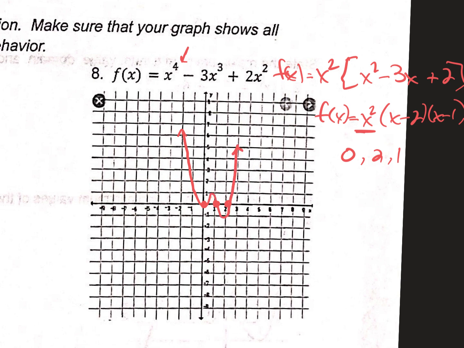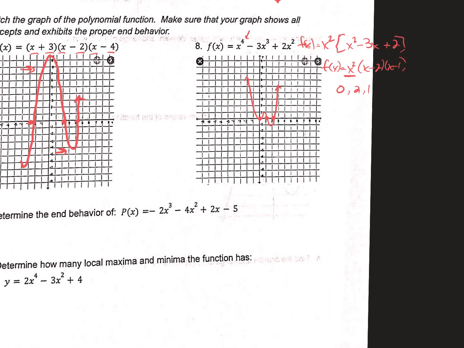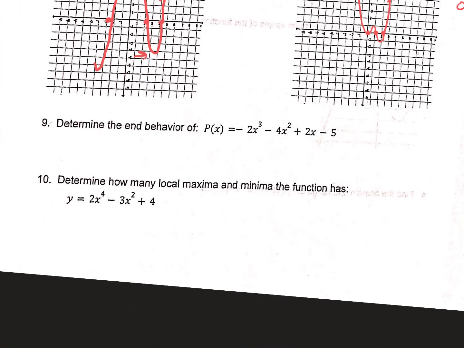So your graph's going to look very similar to that right there. Number 9, determine the end behavior. What I'm seeing is odd, negative, odd, negative. You're always going to write this, by the way. That means the left. This means the right. If it's negative odd, that means it's going up to the left and down to the right. So when it goes left, the y is going up. When it's going right, the y is going down. And that's how you write that.